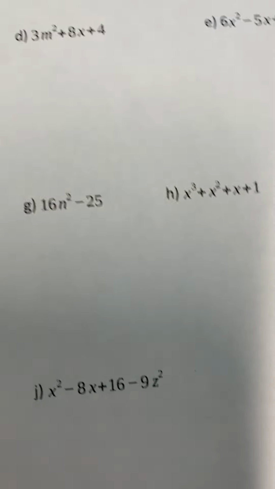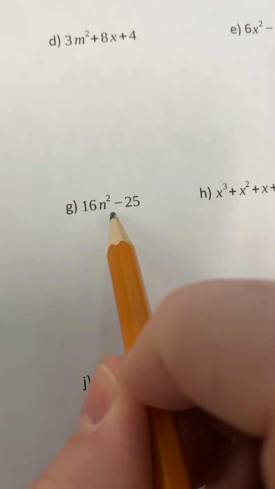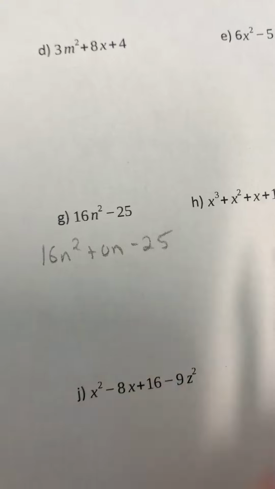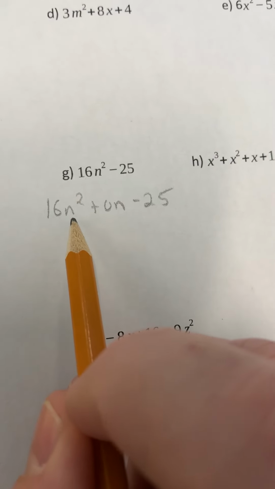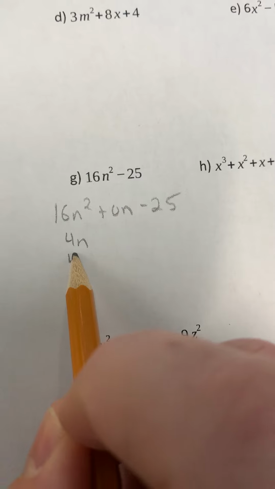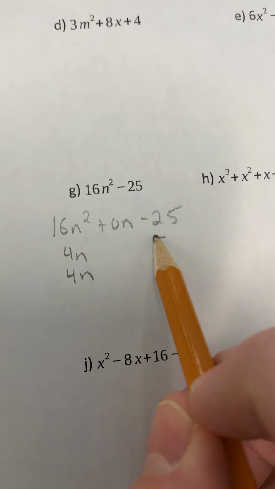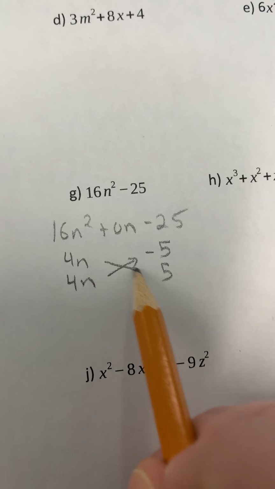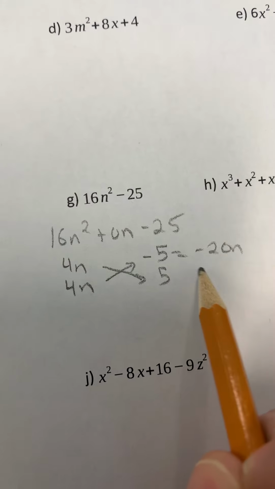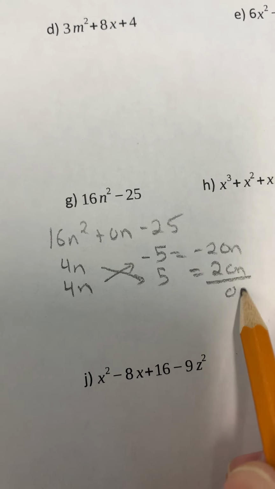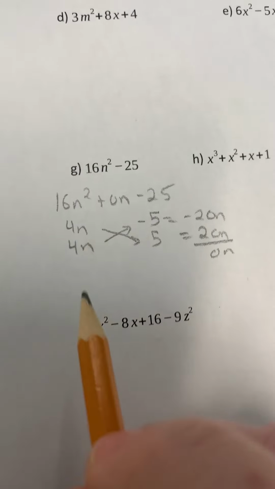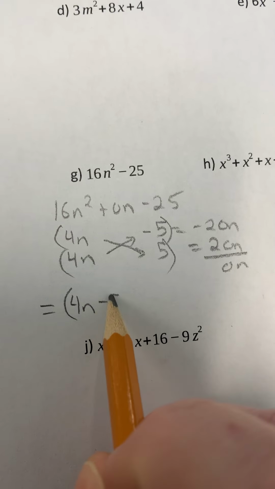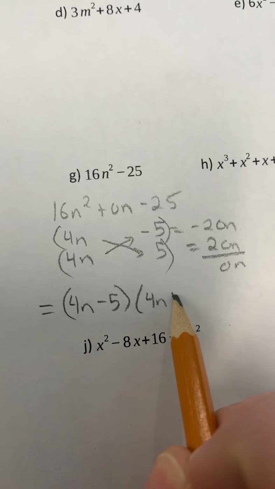Going on to the next one. Again, we have no middle term, so we're going to add it in. So 0n. If we break down 16n squared, we get 4n and 4n. Break down 25 into 5 and 5. Since it's negative 25, one has to be negative. So we cross multiply, you get negative 20n and positive 20n, which gives you 0n, which matches the middle number. So our two brackets are 4n minus 5 and 4n plus 5.